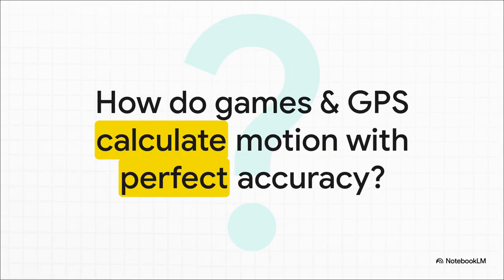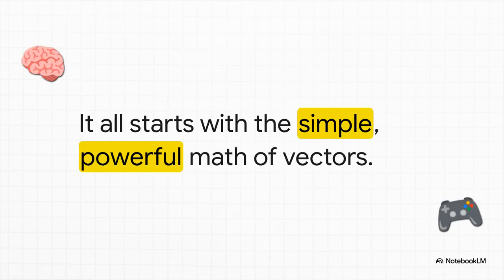You ever stop and think about that? I mean, how does a game engine know exactly where your character needs to land after a jump? Or how does your GPS reroute you in a split second? It seems unbelievably complex, but the answer, well, it starts with something surprisingly simple. That's it. All of that amazing technology is built on the bedrock of vector math. And today, we're going to get a handle on those core ideas.